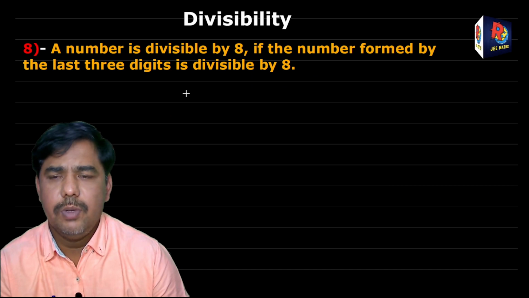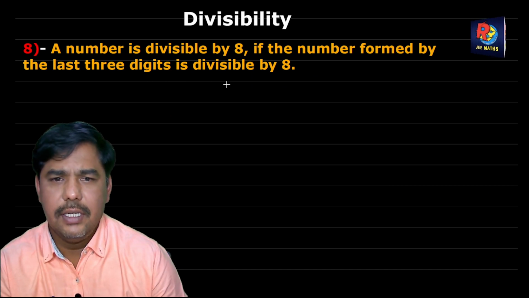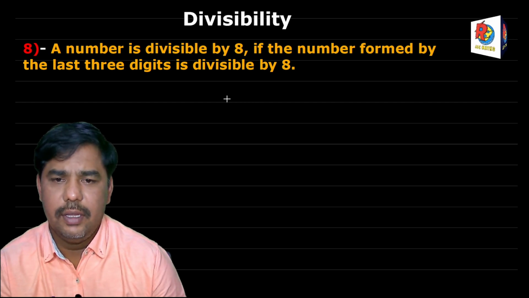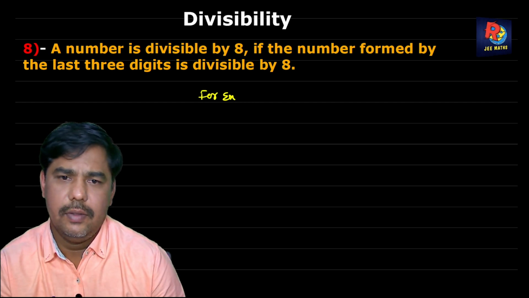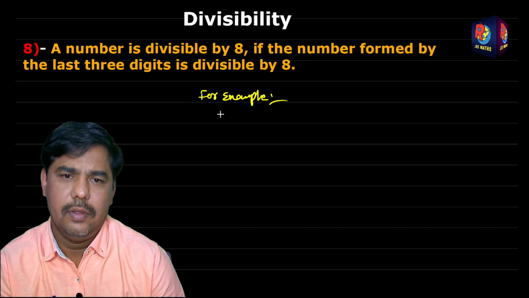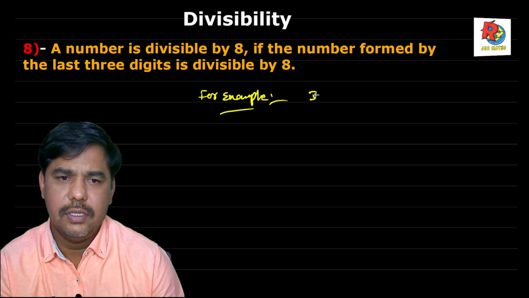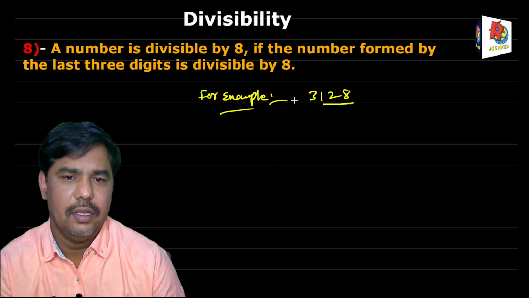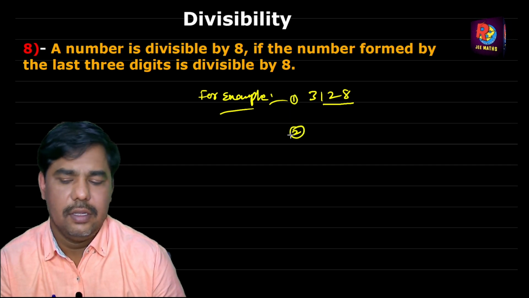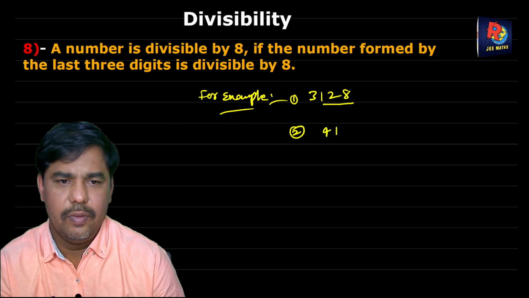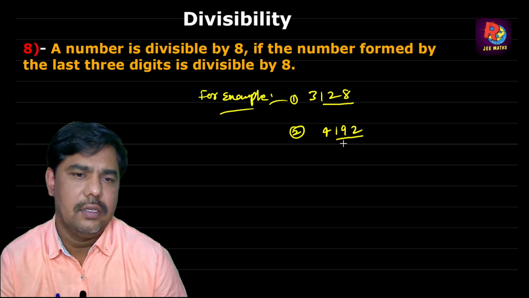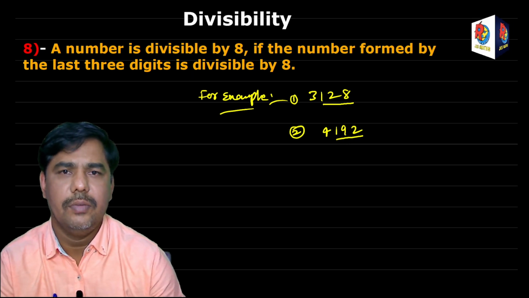Next, divisible by 8 means compulsorily the last 3 digits are divisible by 8. Now you can observe, for example, 3128. This 128 is divisible by 8. And this one also, 4192. The last 3 digits are also divisible by 8. So like this way we can do.